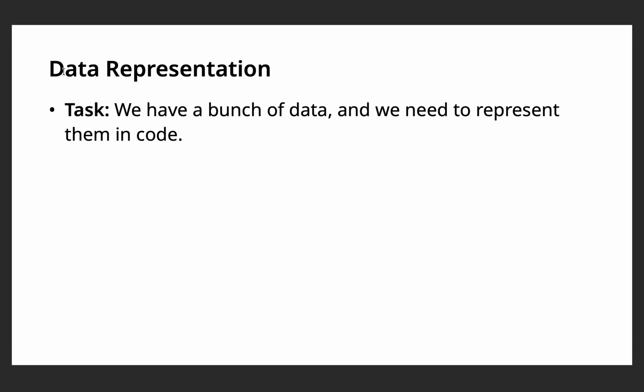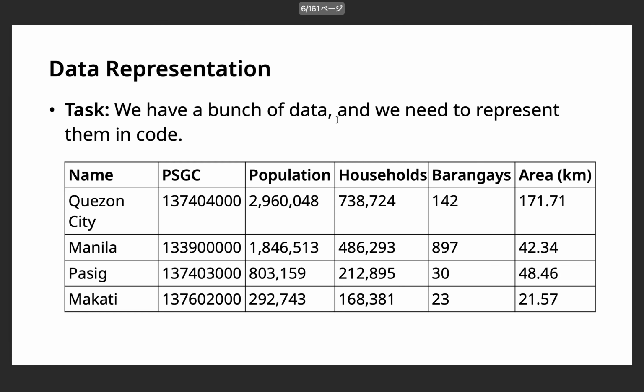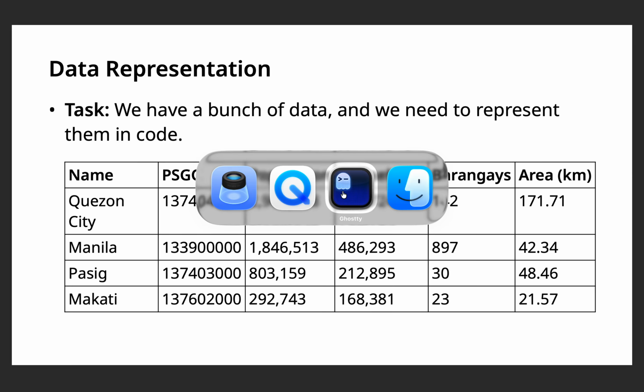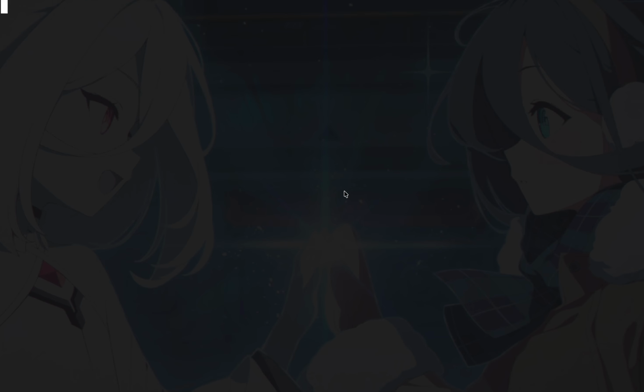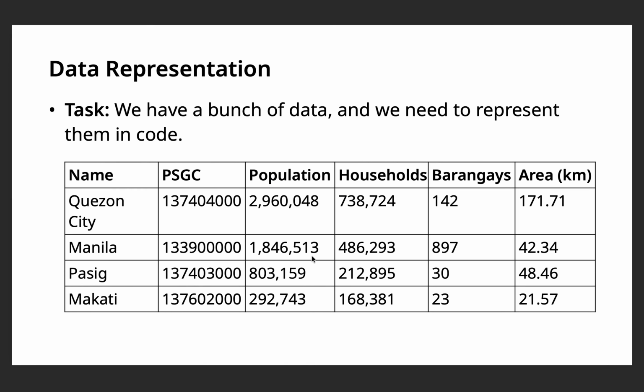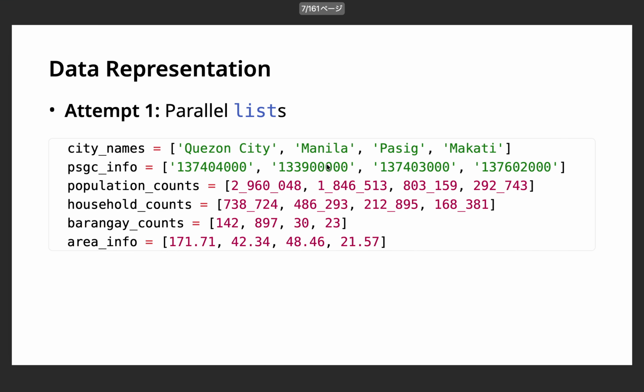So let's say you have data and you want to represent that data in your code. So what I mean by data is something like this. So this is a bunch of data about the cities in Metro Manila. So how do you represent all of this in your Python program over here? So let's look at a bunch of different ways in which we can do that.